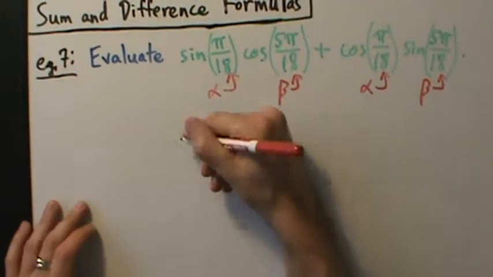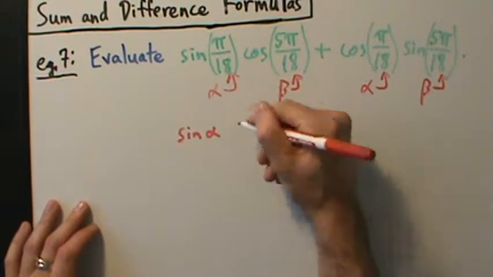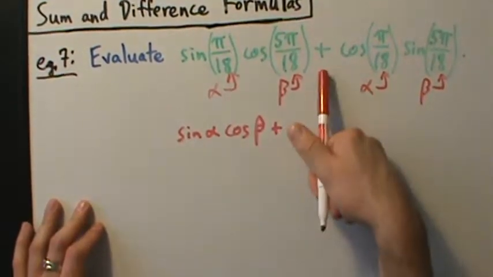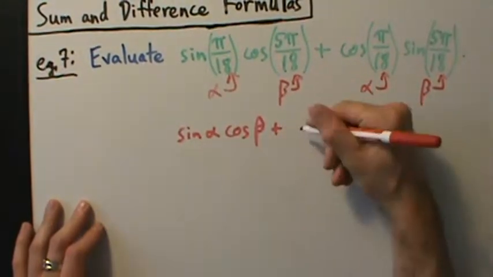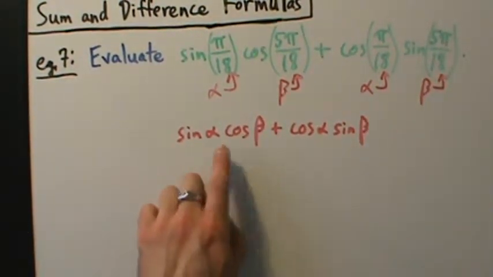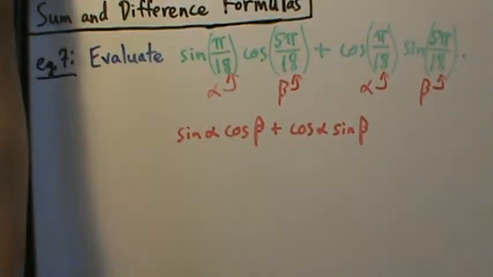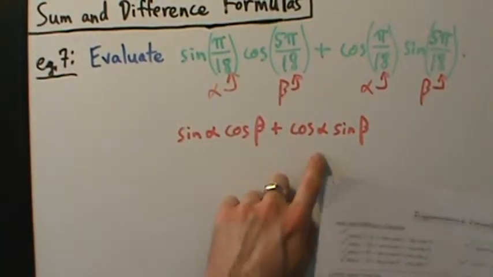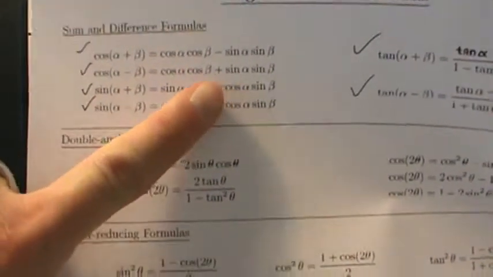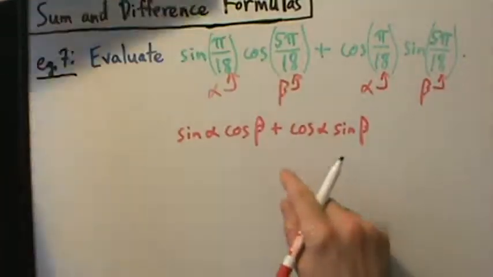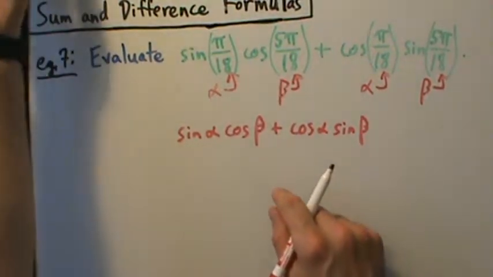So this is the sine of alpha times the cosine of beta plus the cosine of alpha times the sine of beta. Which formula is that? Sine alpha cosine beta plus cosine alpha sine beta is this one right here, and it's equal to the sine of alpha plus beta. So this expression equals the sine of alpha plus beta.